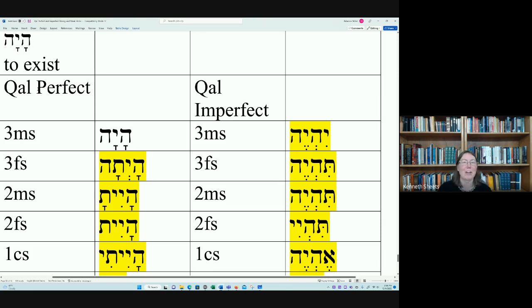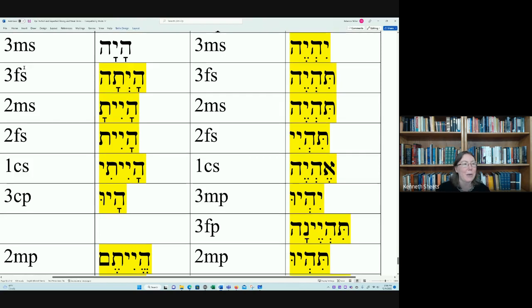So you can imagine there are some interesting changes that occur here when we're dealing with the verb haya, to exist. So you have haya, third masculine singular. And then once you start adding those endings to this, that final hey is going to change to a tau. And so thus you have hayitha, and then further on down here, you can see where the hey has actually changed to a yod. So thus you have hayitha.